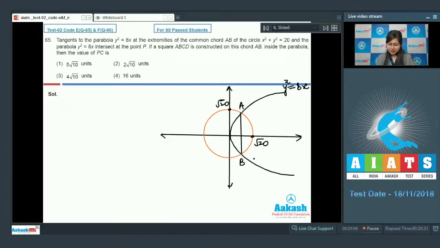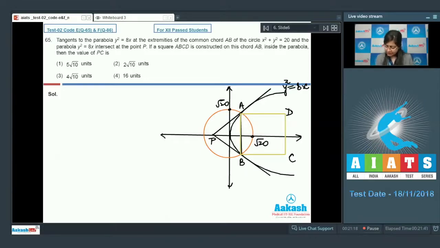Now we are given that tangents are drawn to the parabola at the extremities of the common chord AB. So here we draw tangent at the extremities of AB, that is something like this, right? And this point of intersection is P. Okay, now here we have constructed a square on side AB. Let us say that is something like this. Okay, so the points will be C and D, right?